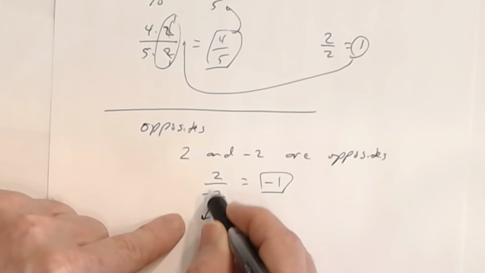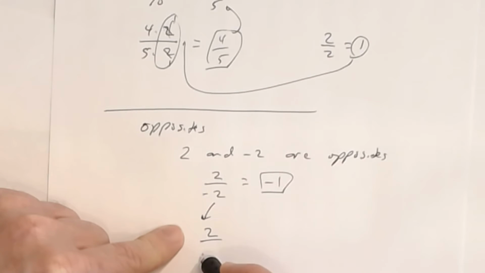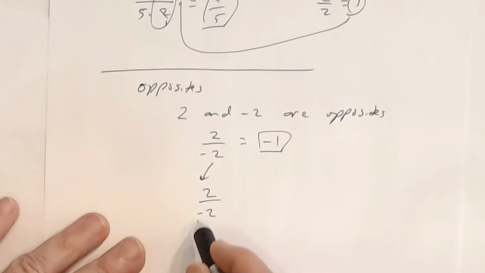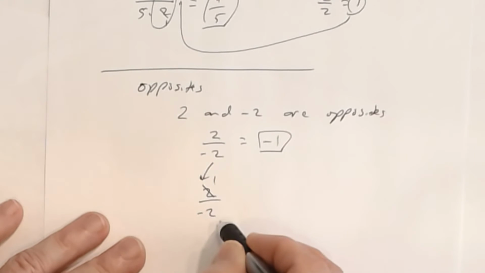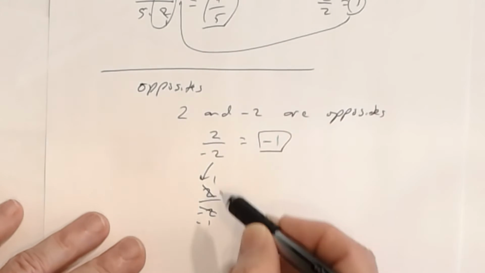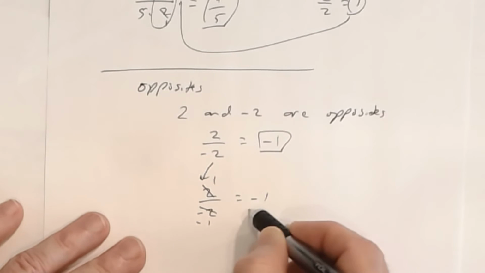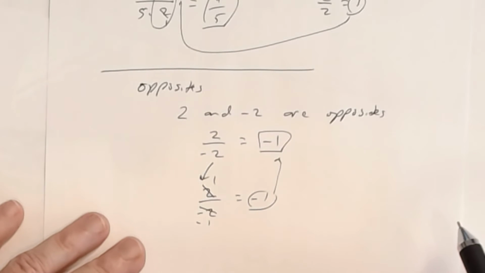So I'm going to come back right here. I'm going to rewrite this as 2 divided by negative 2. And let's go ahead and reduce. When we reduce, we say this is 1 and this is negative 1. And 1 divided by negative 1 is negative 1, which is what we said it was supposed to be.